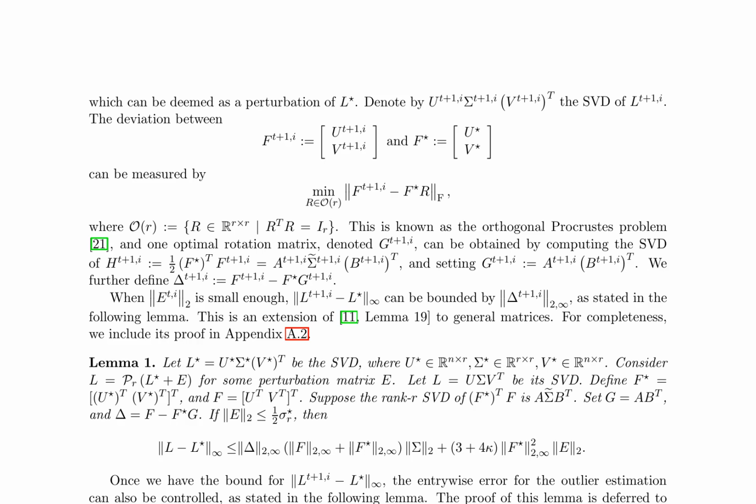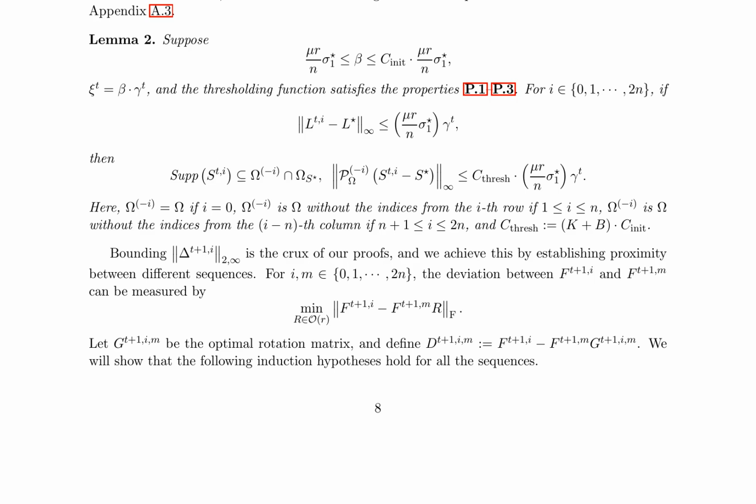The proof of these lemmas relies on establishing proximity between different sequences, which is achieved by bounding the deviation between the SVDs of L^{t+1,i} and L^{t+1,m}. The algorithm's performance is evaluated using experiments, where the percentage of successful recoveries among 20 independent trials is recorded. The results show that RMC-SOFT, RMC-SCAD, and RRMC exhibit similar performance, which is superior to RPCA-GD.